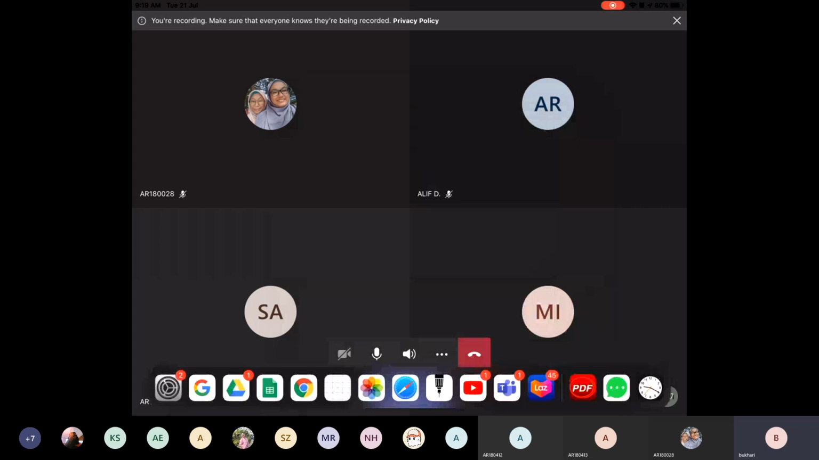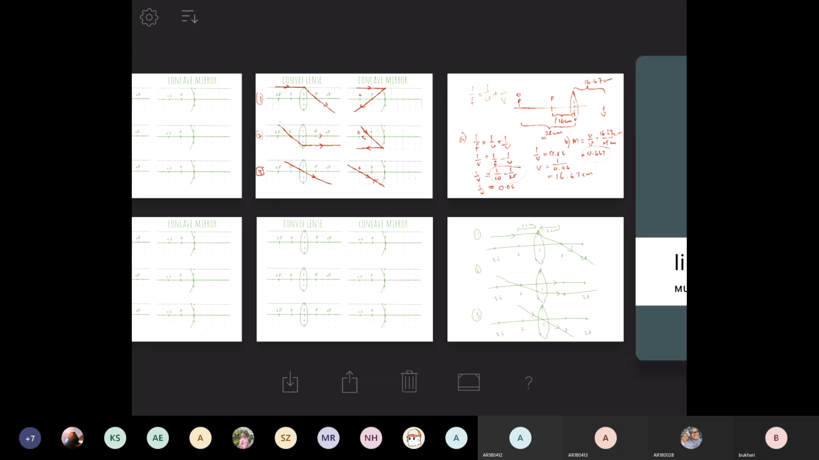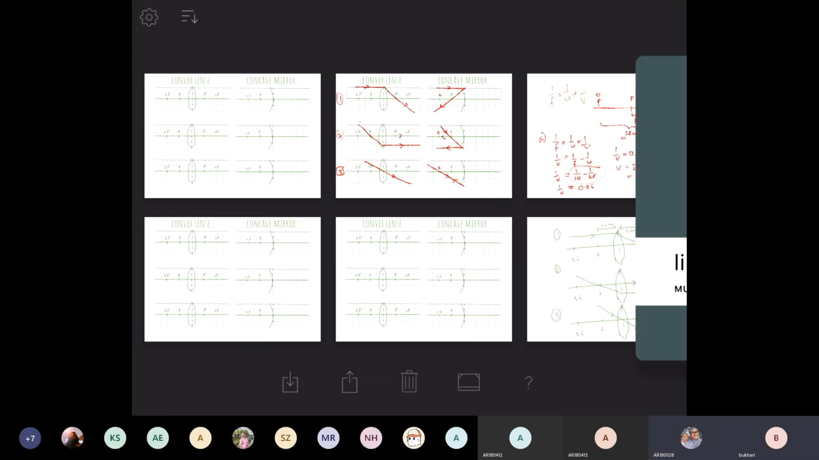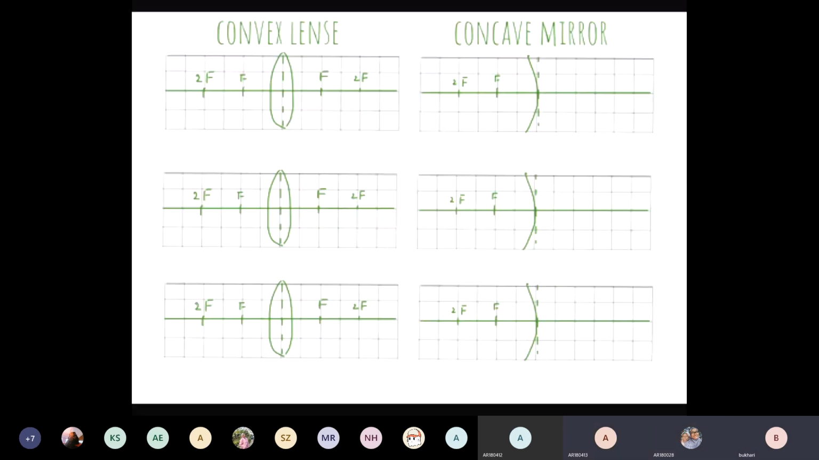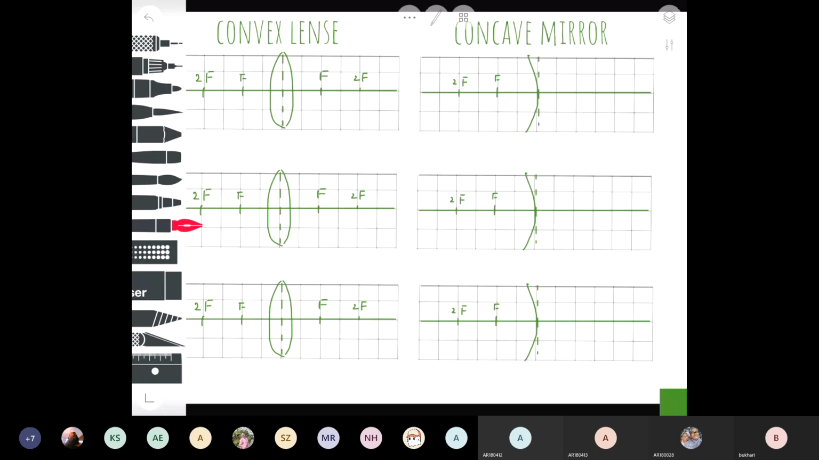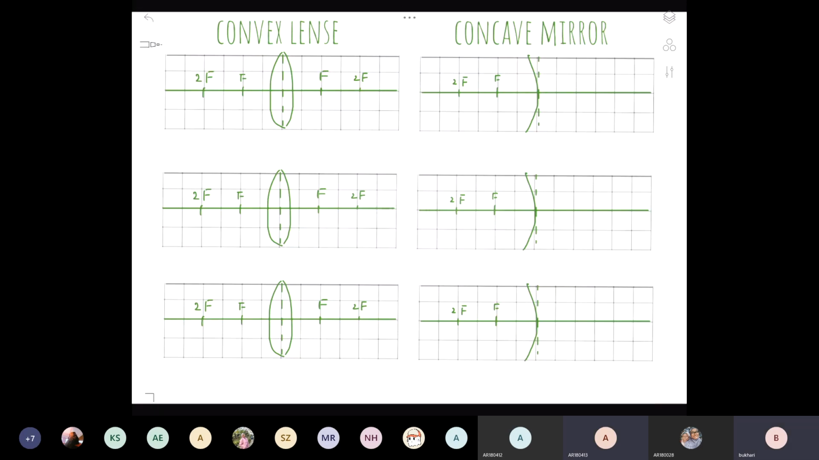What can you see on the screen? What can you see? Lens. Oh, can you see it? Light. Okay, can you see the convex lens and concave lens on my screen? Yes. Yes, sir. Okay, good.